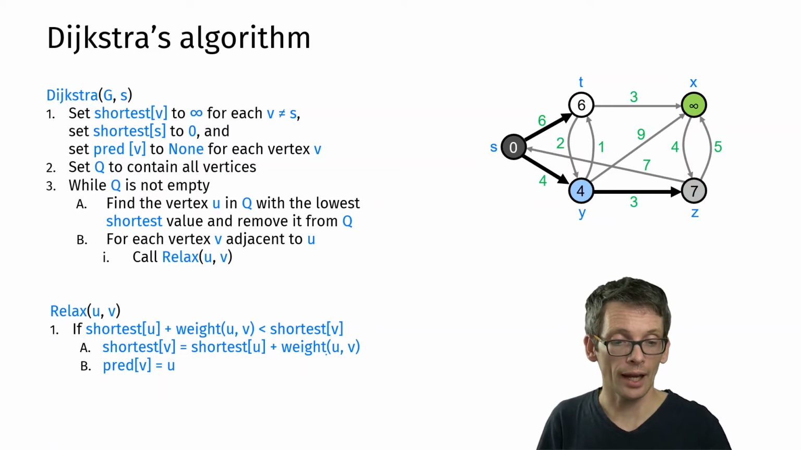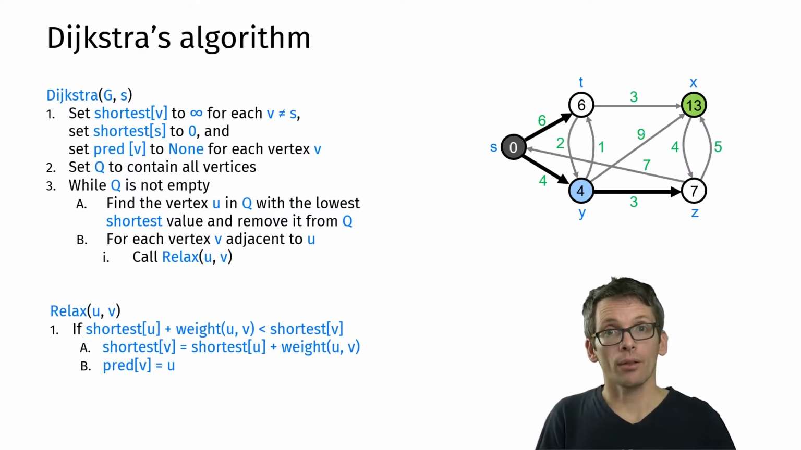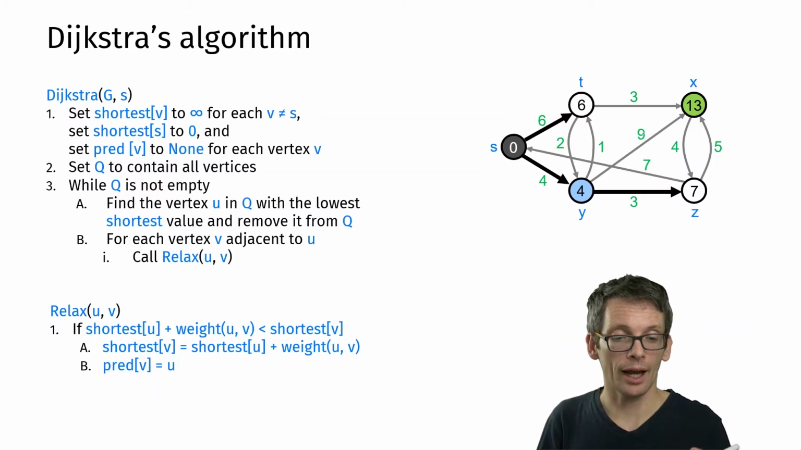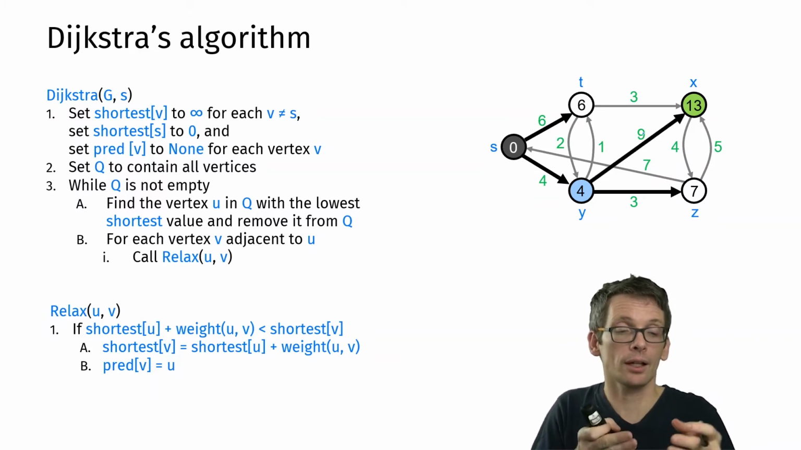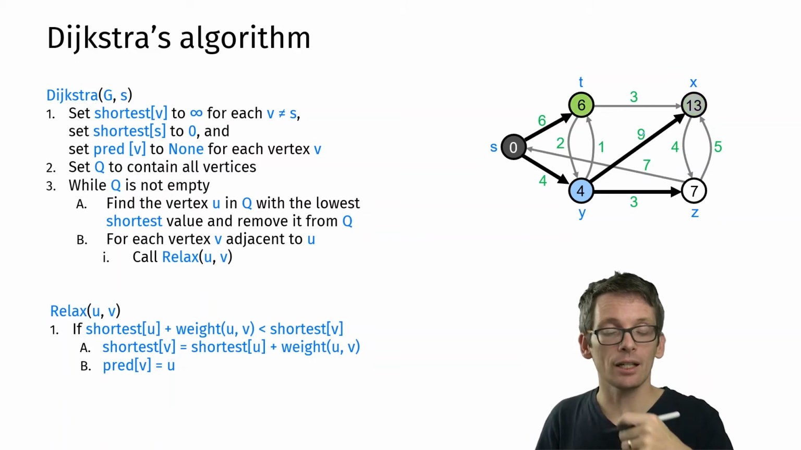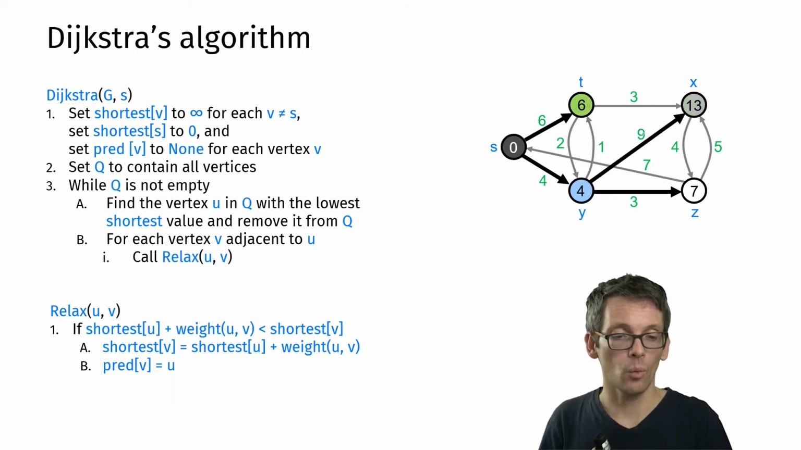Now we have also X. X currently has an infinity, so 4 plus 9 is definitely smaller. That is 13. So X gets a distance of 13 and Y as predecessor, at least so far. Now we're done with X. T is also reachable from Y with a distance of 5.